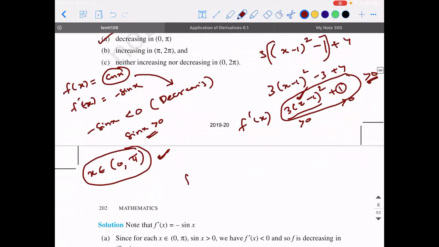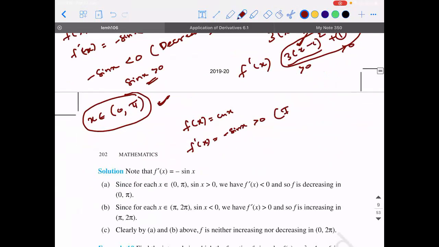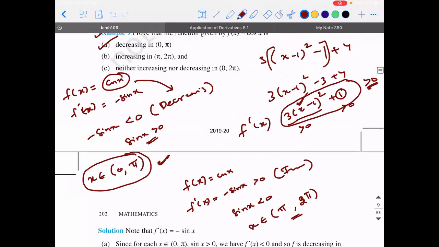Similarly, for increasing, what I will do is f of x is equal to cos x. F dash of x will be minus sin x. If I put minus sin x to be greater than 0, this is a condition for increasing. Then sin x will be less than 0. Then x belongs to pi to 2 pi. So between pi to 2 pi, I can say that the function is increasing.